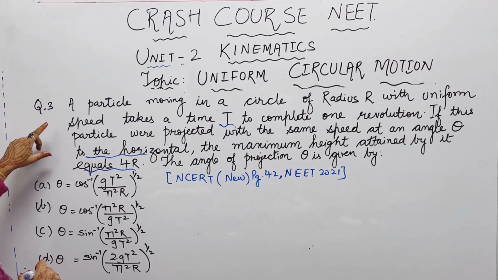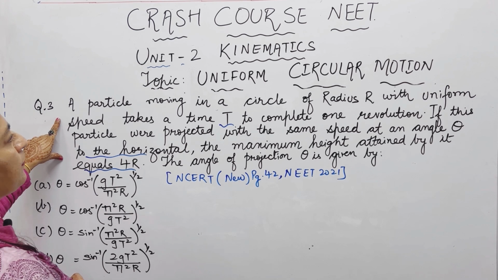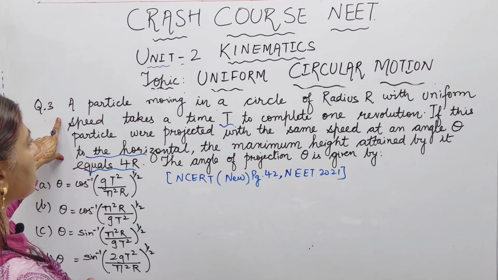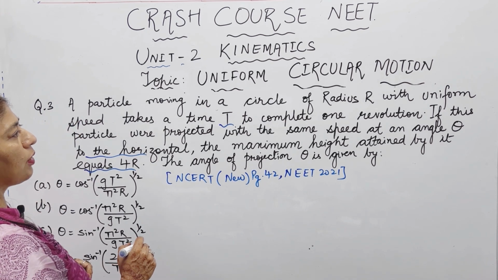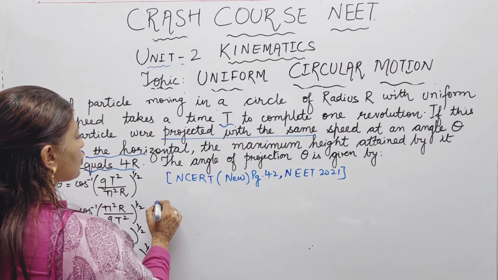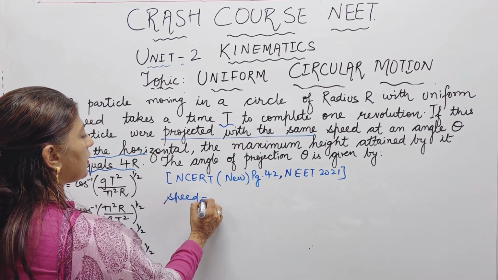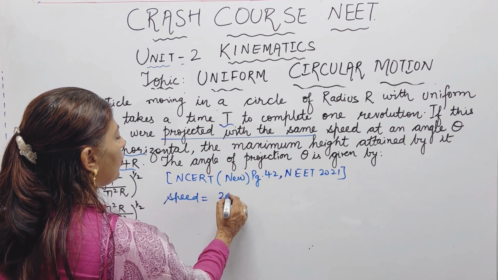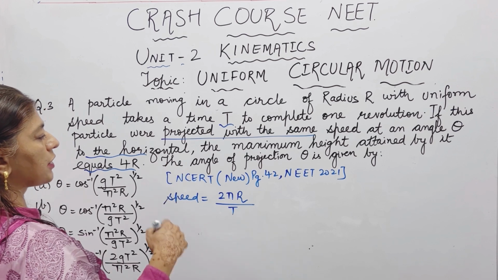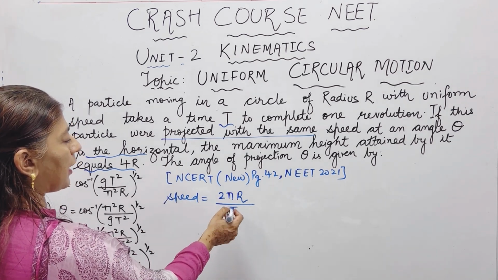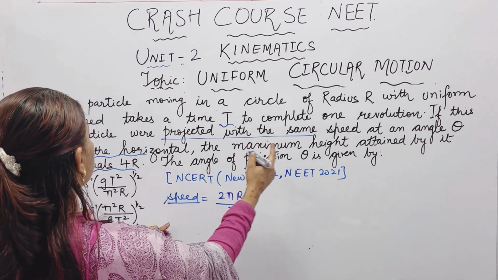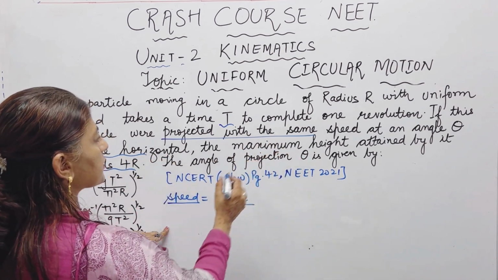So let us go by the statement. What does it say? There is a particle moving in a circle of radius r with uniform speed that takes time t to complete one revolution. If this particle were projected with the same speed, so what is the speed? Speed is equal to 2 pi r over t. Since this is a circle, the total length covered is 2 pi r and the time taken to complete that is t. So with this speed, this is being projected at an angle to the horizontal, and the maximum height attained.